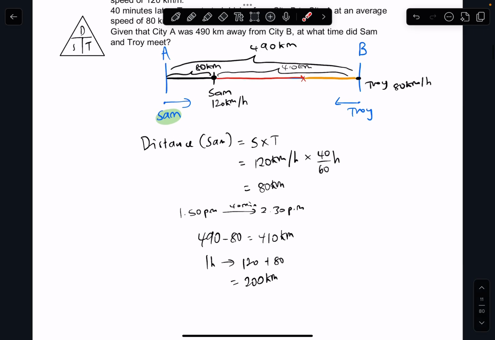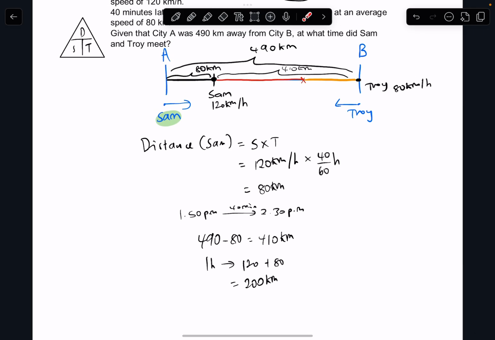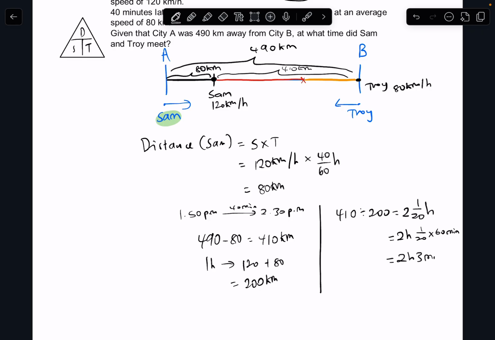So, how long will it take to move a total of 410 km? Now I know that every hour they are moving 200 km. So for them to move 410 km, we will take 410 divided by 200 to get the number of hours. That will be 2 and 1 over 20 hours, which is 2 hours plus 1 over 20 times 60 minutes. So that will be 2 hours and 3 minutes.